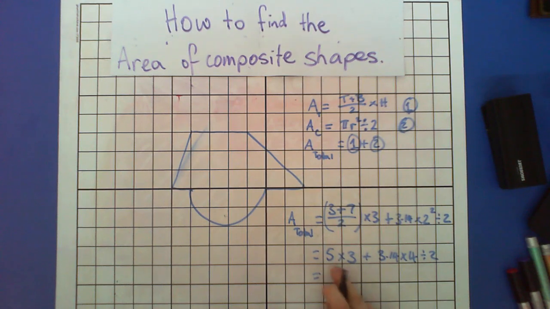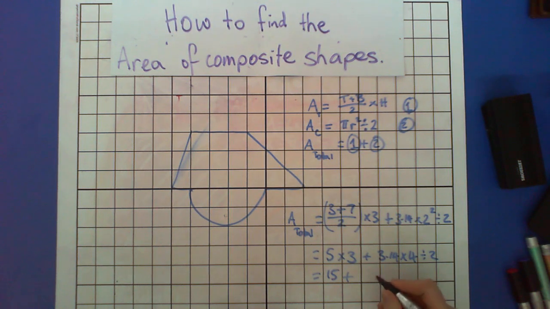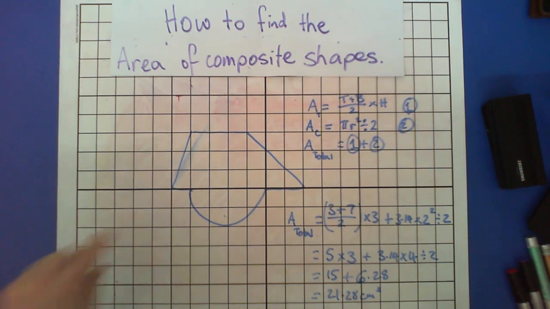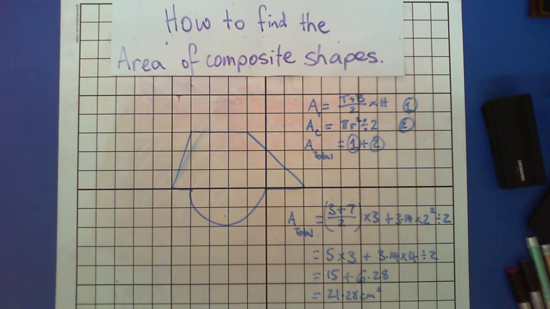Well, 5 times 3 is 15. Plus, we do a little trick here because 4 divided by 2 is 2. And then 2 times pi is going to be 6.28 with our approximation for pi. Which means we're going to get a total area of 21.28 centimetres squared.